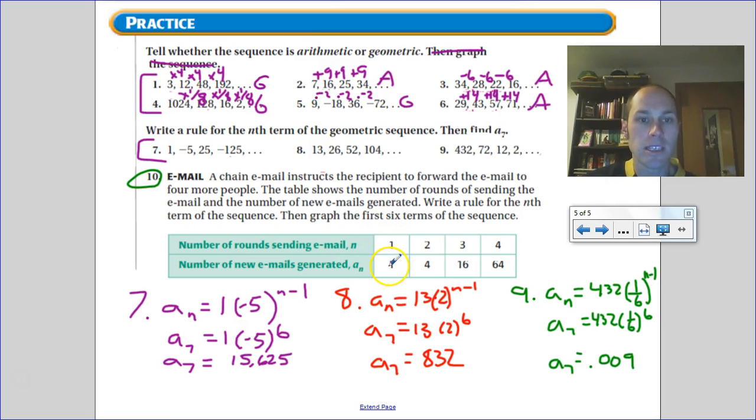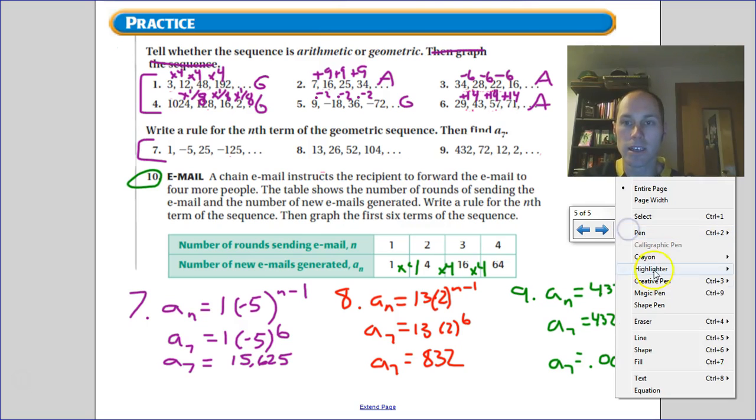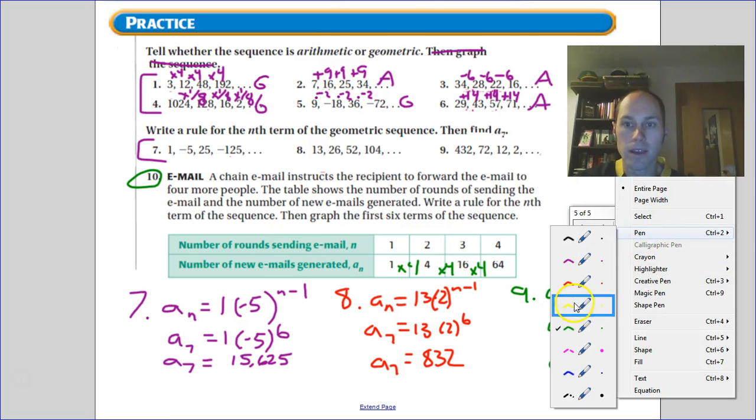So the first person sends out an email. They send that to 4 people. Those 4 send it to 4 people. Those 4 send it to 4. So we're multiplying by 4 each time the number of people that receive emails. If they each send it on to 4 more people, we can see it increasing exponentially.